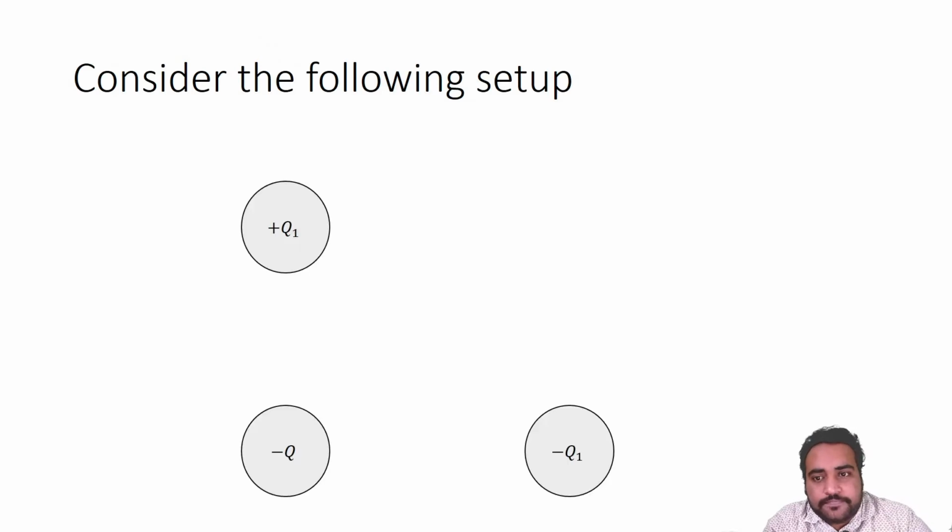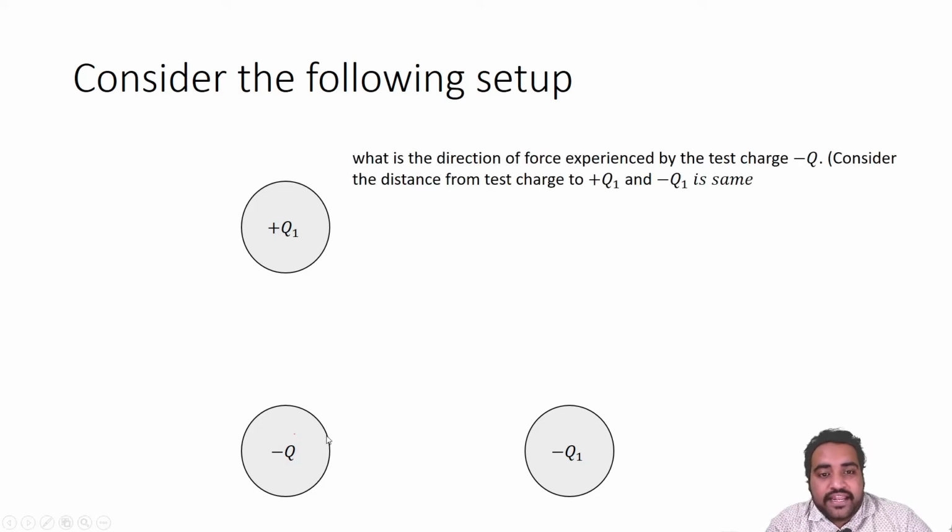Consider the following setup, where there are three charges, charge Q1, charge minus Q1 and charge minus Q. You are asked to determine the direction of the force experienced by the test charge minus Q. This is the test charge. What is the direction of the force experienced by this? Now, how to solve this problem?